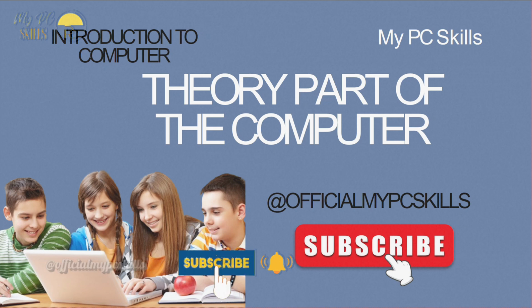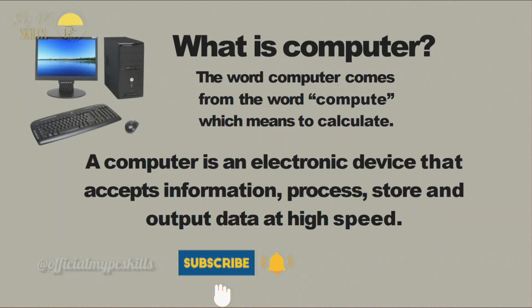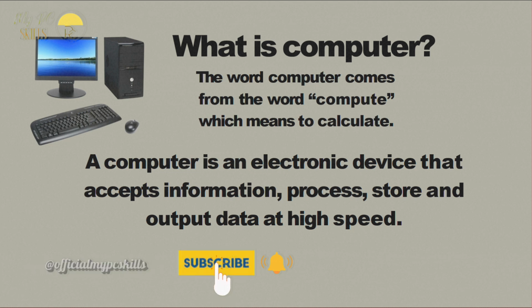Theory part, what is a computer? The word computer comes from compute, which means to calculate. A computer is an electronic device that accepts information, processes it, stores it, and gives output quickly and efficiently.